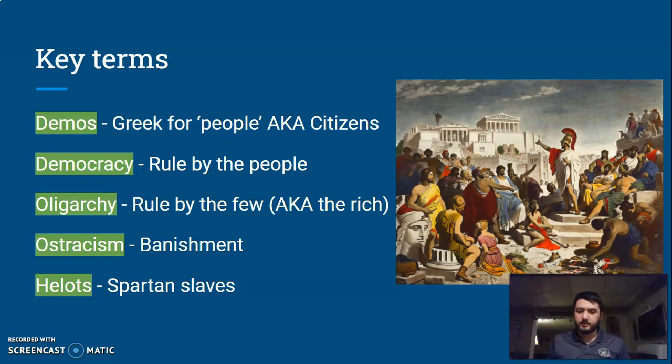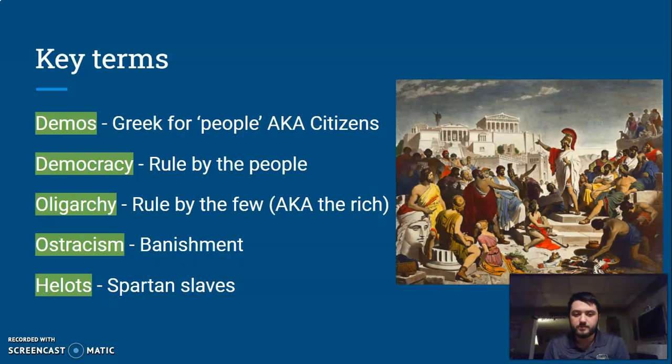So in ancient Greece, Athens was ruled by the people. It was a democracy. On the other hand, you have the oligarchy, which is kind of the opposite. It's the rule of the few. So the rich and the wealthy elites, the people that owned all the farms, all the money, all the land, all the power, they rule the city.